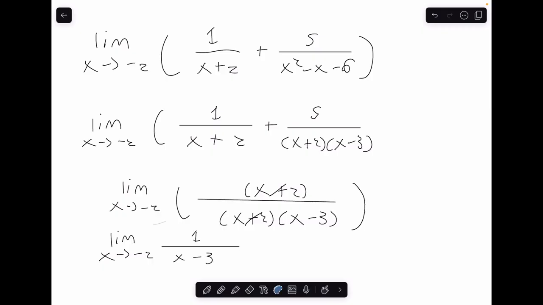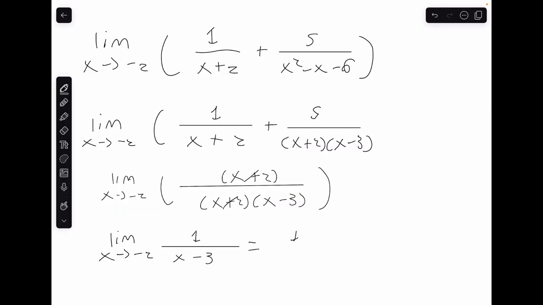Let's clean this up. So the numerator doesn't change. There's nothing there. There's an x in the denominator, so let's put in negative 2 there, minus 3, and we get 1 over negative 2 minus 3, which is minus 5. So the limit of 1 over x plus 2 plus 5 over x squared minus x minus 6 as x approaches negative 2 computes to 1 over negative 5.